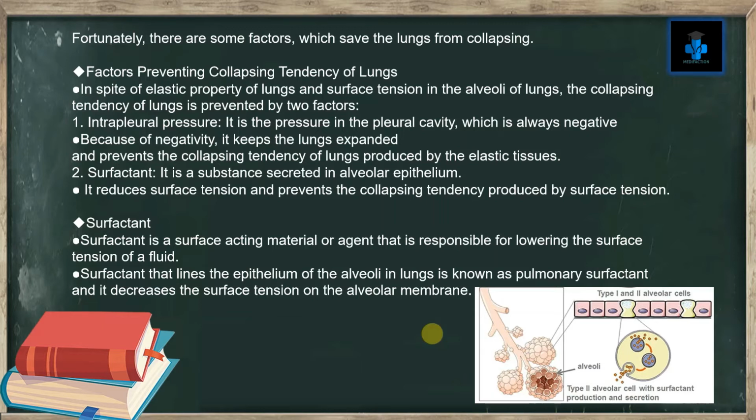Let's learn more about surfactant. Surfactant is a surface acting material or agent that is responsible for lowering the surface tension of a fluid. Surfactant that lines the epithelium of the alveoli in lungs is known as pulmonary surfactant, and it decreases the surface tension on the alveolar membrane. So this is the alveolar membrane, and there are two types of cell, type 1 cell and type 2 alveolar cell. The type 2 alveolar cell here secretes the surfactant.